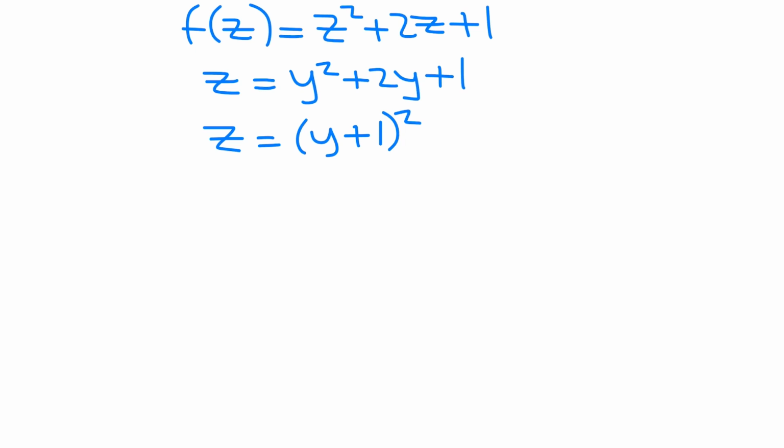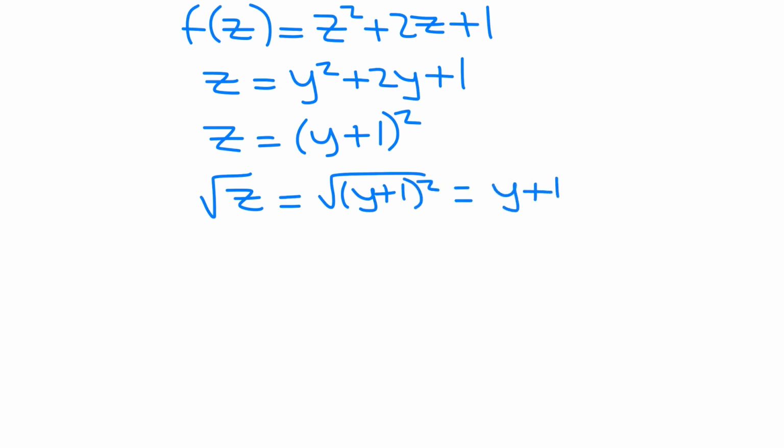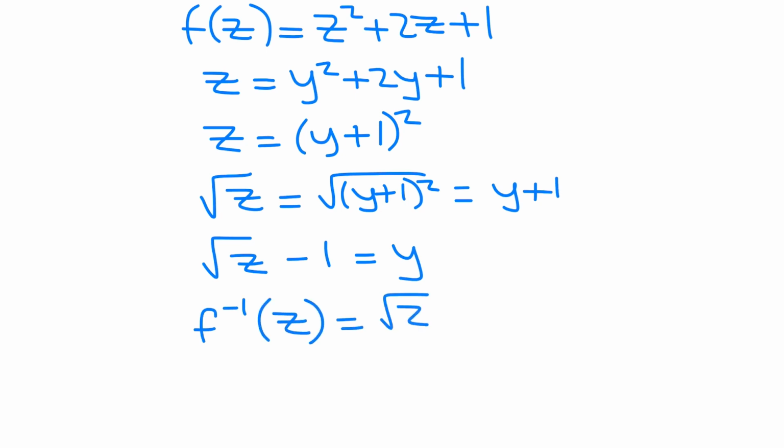And what we can do here is say that this quadratic expression is the result of y plus 1 squared. So now we can take the square root of both sides, and we get that the root of z equals y plus 1, which means y equals the root of z minus 1. And we can just replace this y with the f minus 1 of z. So our final inverse function is root z minus 1.